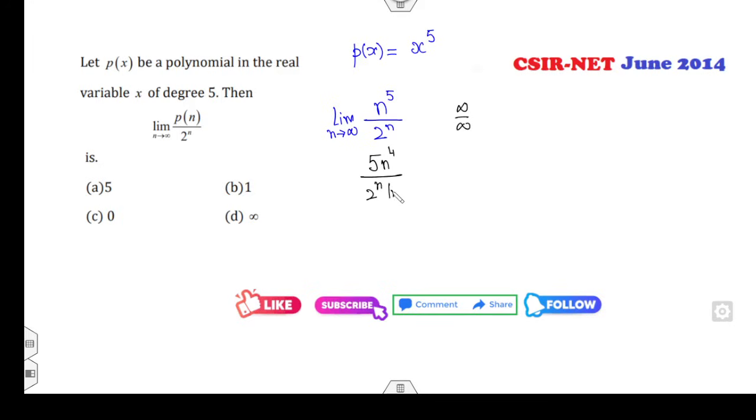The derivative of 2 raised to power n is 2 raised to power n ln 2. Again it's infinity by infinity form. So once you can do that, it's 5 times, 4, 3, 2, 1, with 2 raised to power n ln 2 each time. As n approaches infinity, 1 over 2 raised to power n will go to 0. The right answer is C, that is 0 is the correct answer.